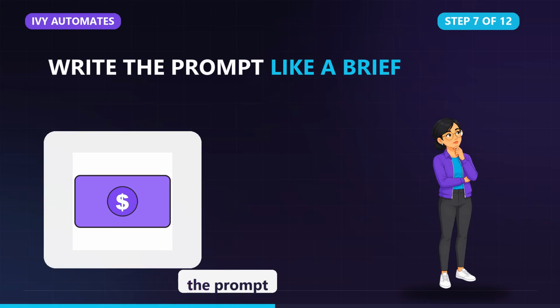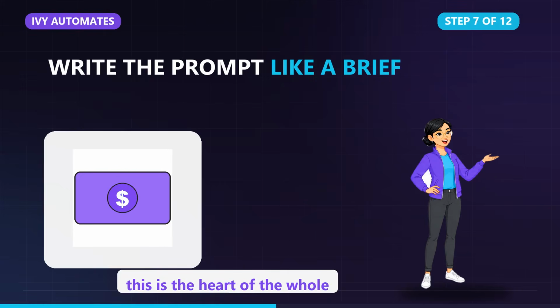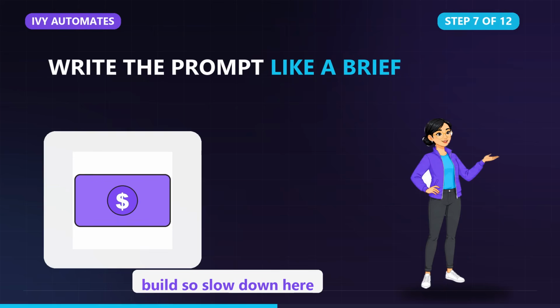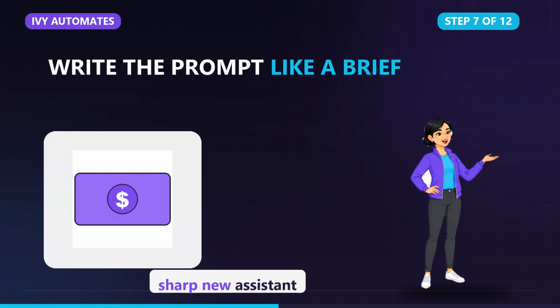Step 7. The prompt. This is the heart of the whole build, so slow down here. Write it like a brief to a sharp new assistant, not a wish whispered at a genie.